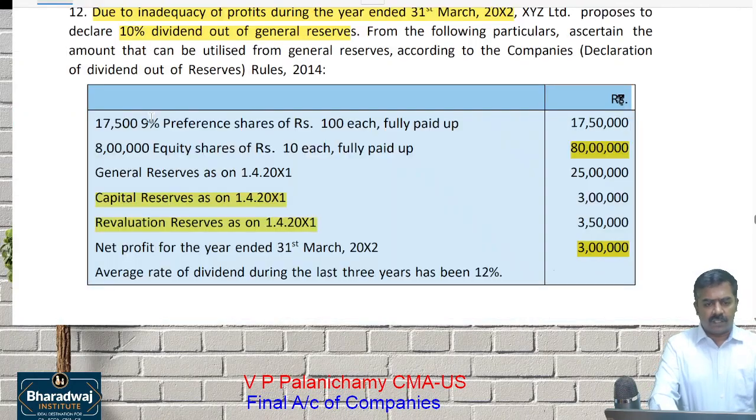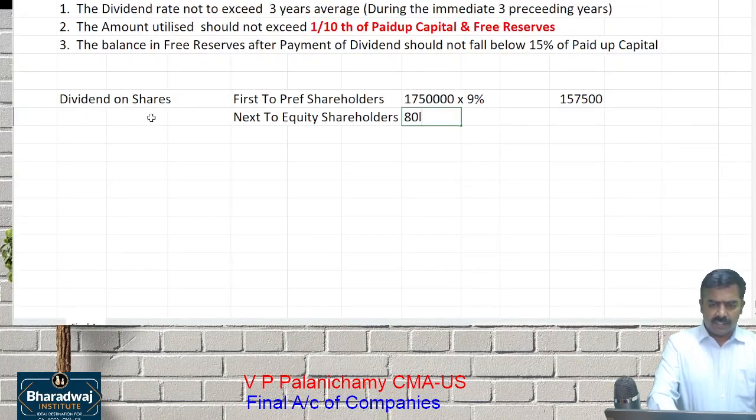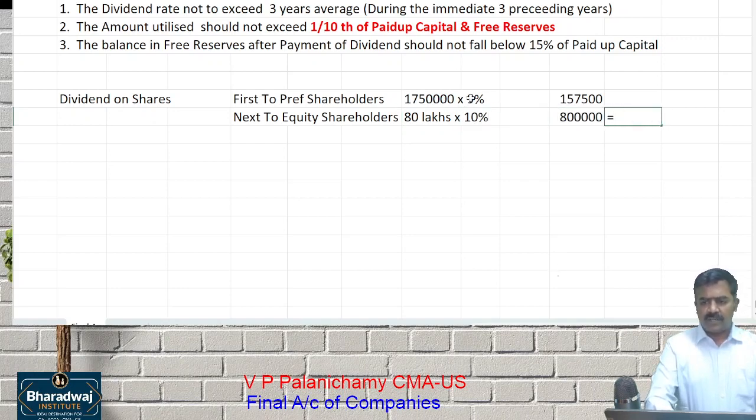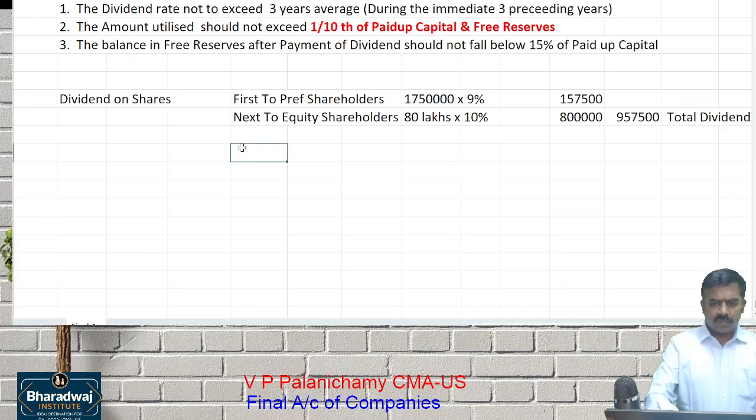Equity shareholders எவ்வளவு இருக்காங்க? 80 lakhs into we want to pay how much percentage? 10%, na 8 lakhs. So what is the total dividend declared? This is the total dividend declared. Okay. What is the current year net profit?